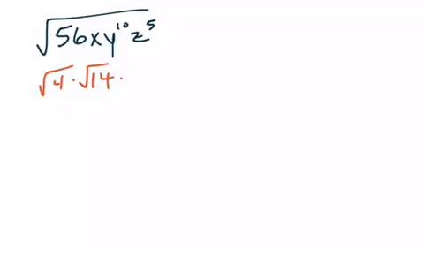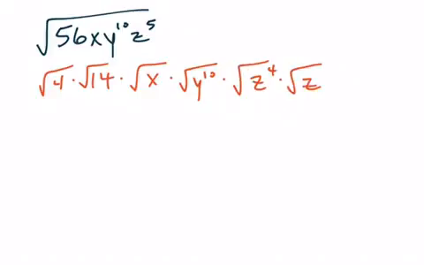Then we have times the square root of x. We can't rewrite that, that's just x to the first. Then we have y to the 10th. That is already a perfect square because we have an even numbered exponent. But z we have to rewrite. All right, so let's simplify. The square root of 4 is 2. And 14, we have no perfect square factors.